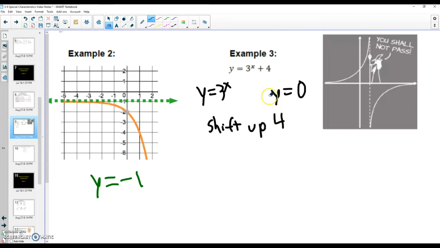So that's going to shift our asymptote up 4. So instead of y equals 0, our asymptote would be matching up with that c value, which was a positive 4. So our new asymptote would be y equals 4.